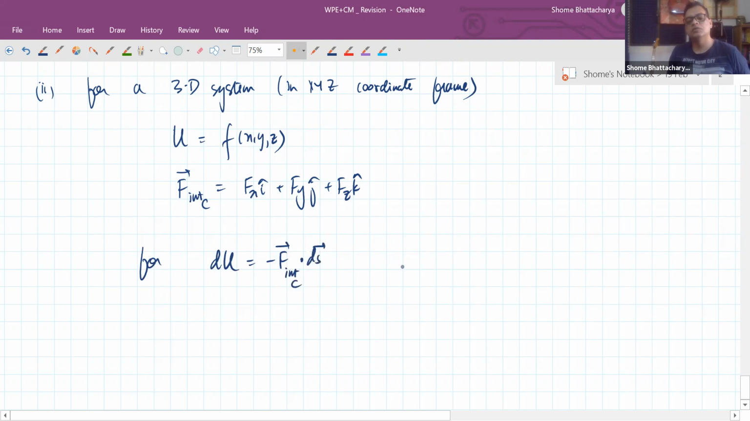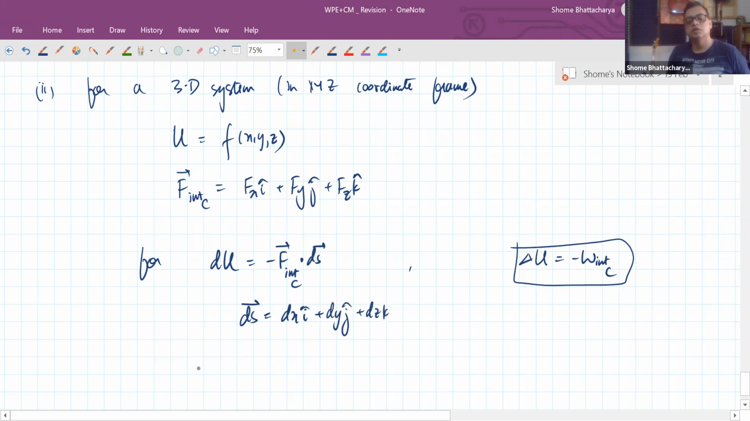Okay. So for the relation, which is coming basically from this, the differential displacement will also have in general 3 components. So this relation above further reduces to the dot product with a minus sign.